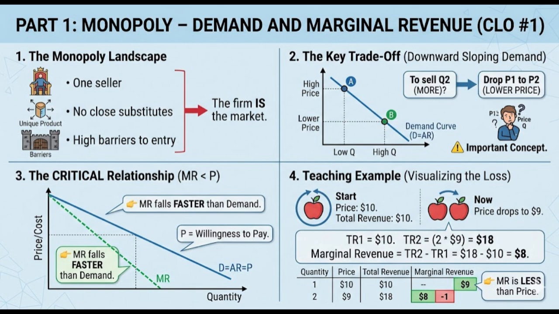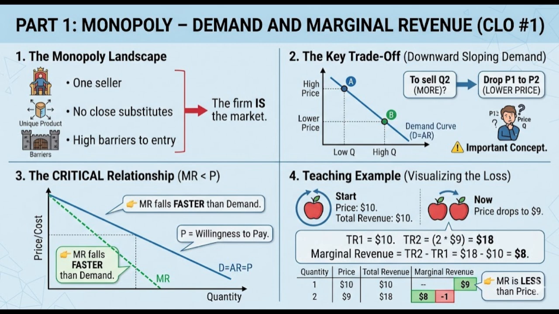It is downward sloping. The one important concept you should remember: if a monopoly wants to sell more units, it must lower the price. This creates a very important relationship. Marginal revenue is always less than price, P. A marginal revenue we call MR.